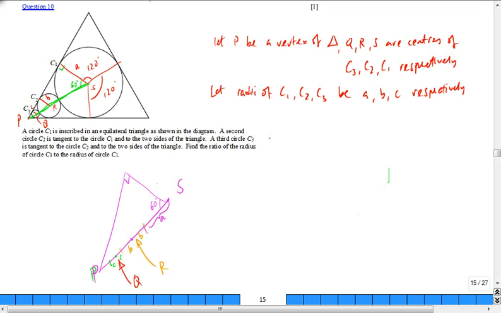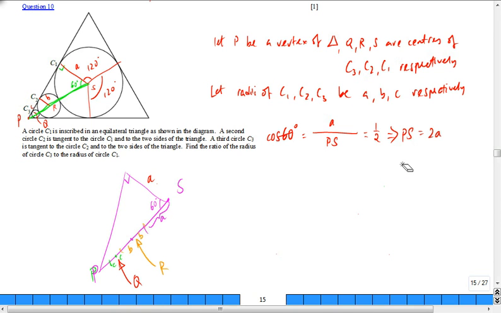What is cosine 60 degrees? Cosine 60 degrees over here will be my adjacent over the hypotenuse, which is A over PS, because this is also A. That is my first equation. And use your calculator, you find out that cosine 60 is half. In other words, PS is equal to 2A.